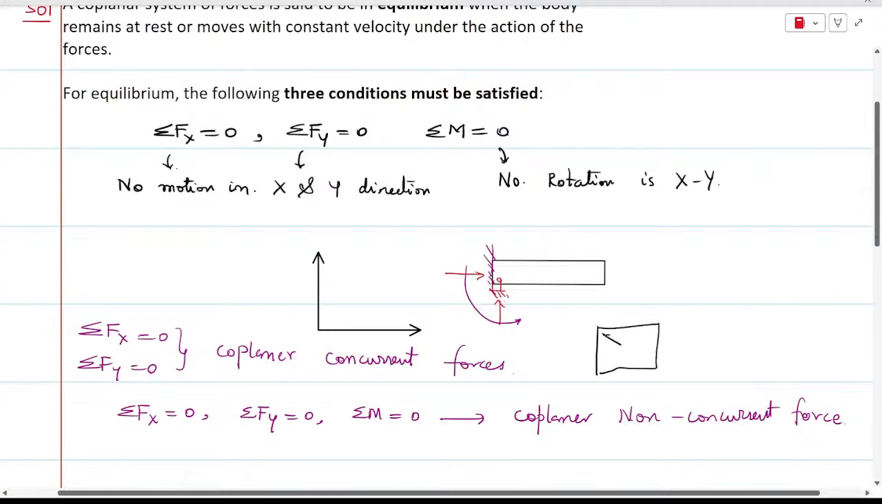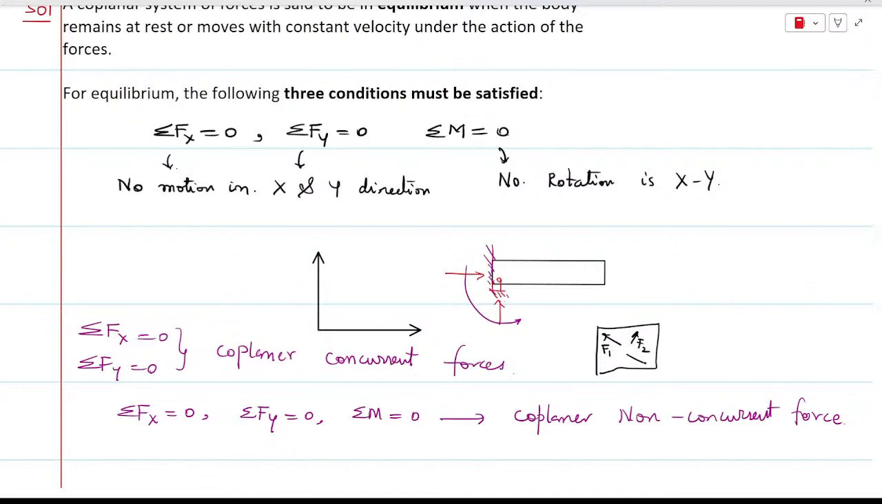So if we take an example, case number 1 is going to have the forces F1, F2, F3. If I extend these forces F1, F2 and F3, they will be meeting at a common point and they are lying in the XY plane. So for this case, the equations summation of forces in the x direction and summation of forces in the y direction are applicable.